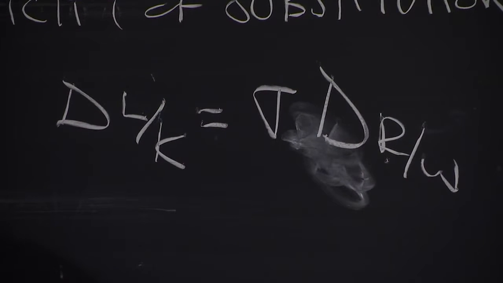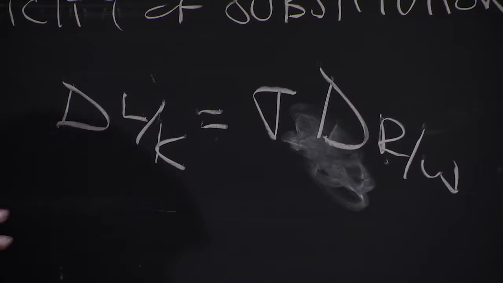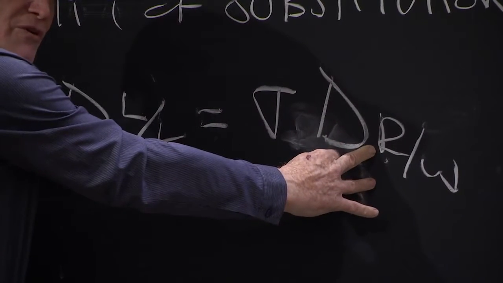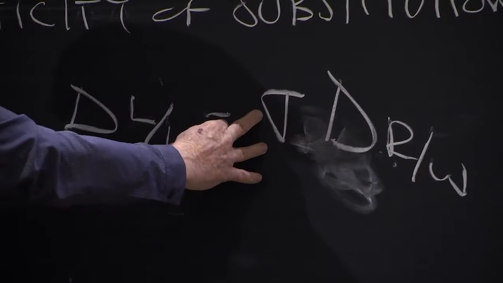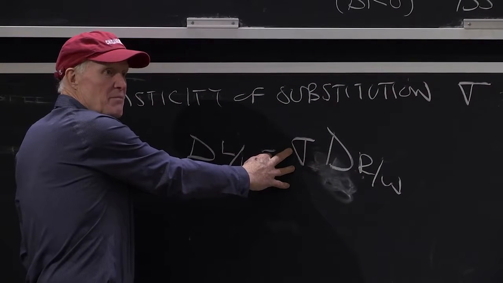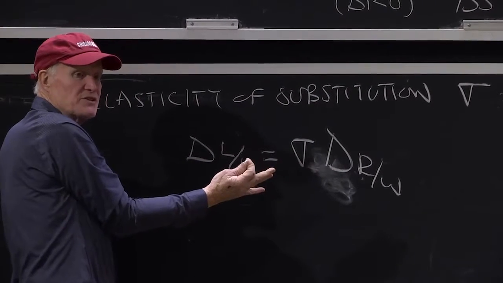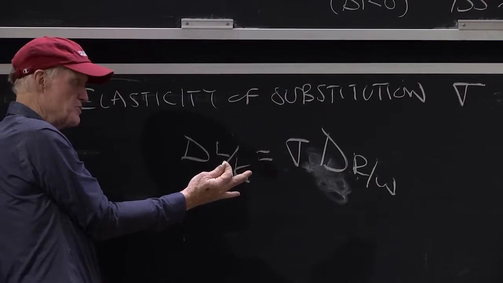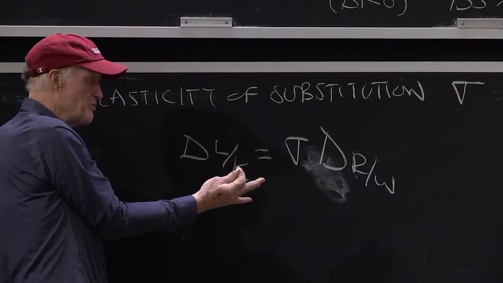And there's a little trick in this formula: on the left-hand side I've got L over K, and on the right-hand side I have R over W. That just means sigma is going to be positive. That's the trick economists did to make sigma positive. Because there's really a negative relationship between factor prices and factor price ratios and quantity ratios, because demand slopes down.